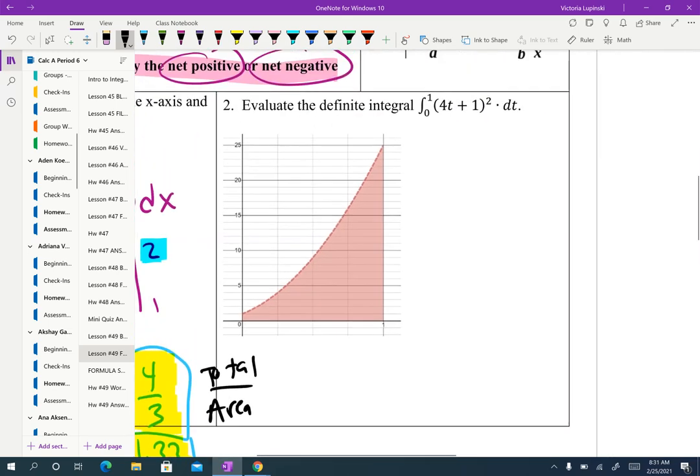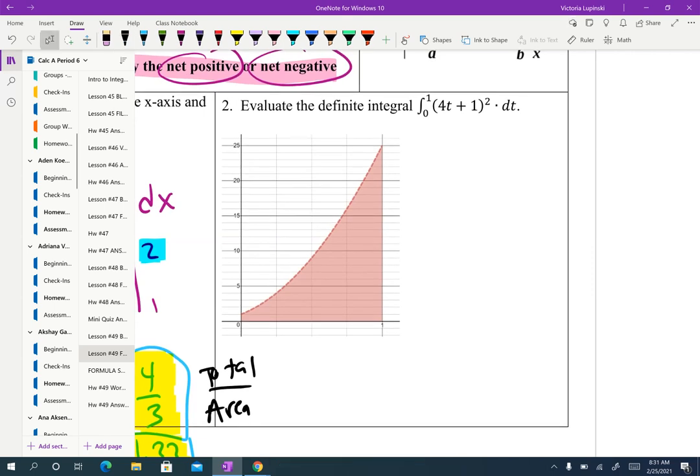Let's compare that here to number 2. In number 2, notice that they have actually set up the integral for you. They're telling you to find the integration from 0 to 1 of (4t plus 1) squared dt. Notice that in this case, you're using the variable t instead of x. No real difference, but maybe worth pointing out.